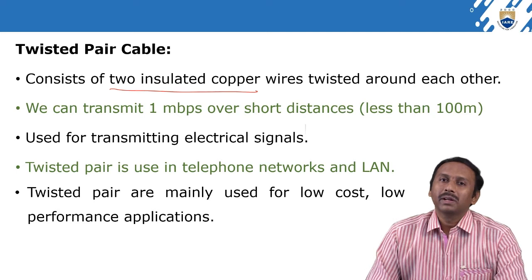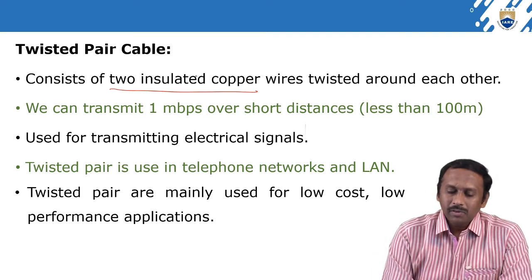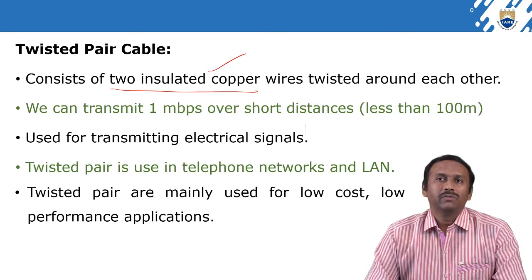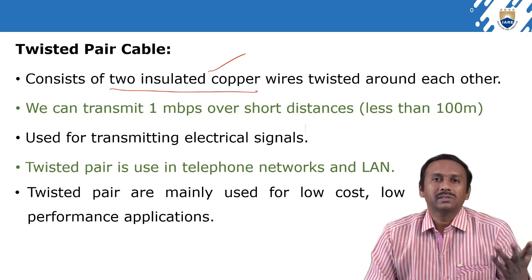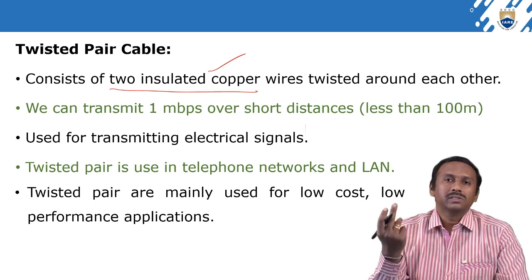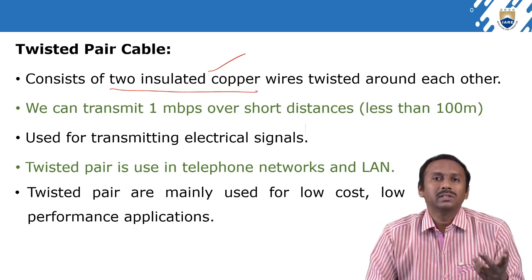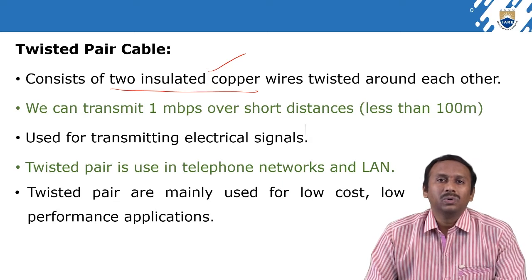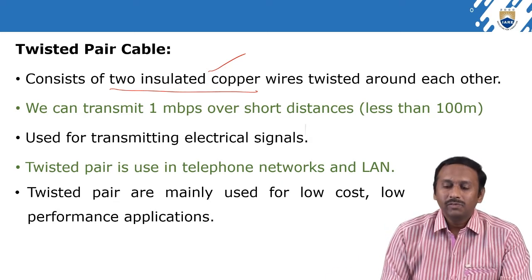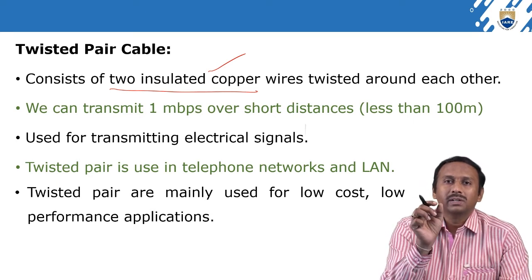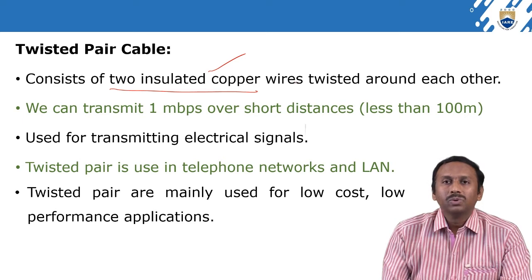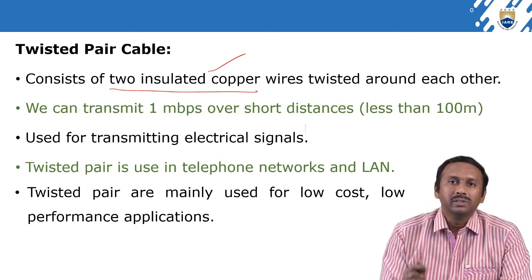These types of cables we can generally see in our homes itself. If you observe fans or bulbs, when they are connected, there are two different colors of wires, like red and yellow, or black and yellow. These wires are copper wires insulated with a material, and they are twisted with each other.